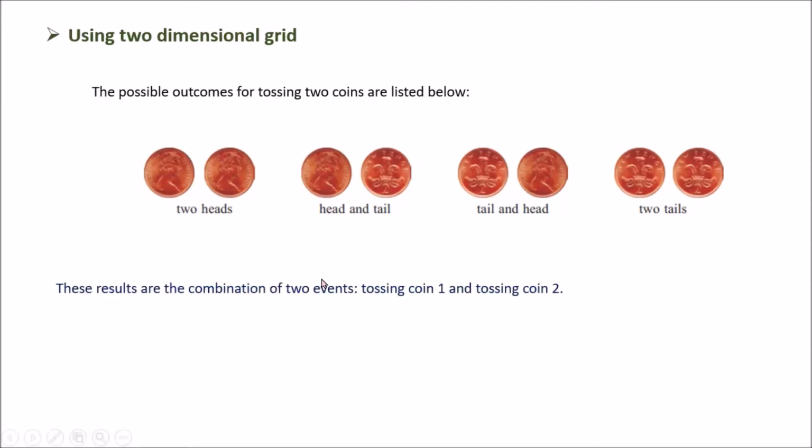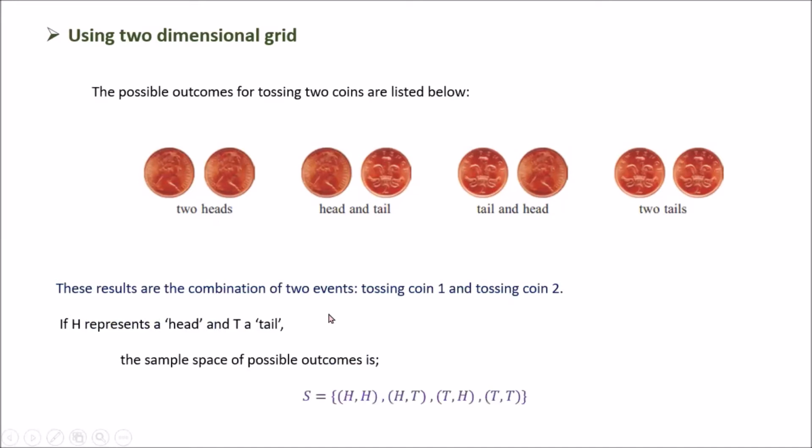Then we can write the sample space equals, inside the curly brackets: first outcome is getting head in both coins. Second outcome is getting head in the first one, tail in the second one. Next, from the first coin we get tail, second coin we get head. Last one, from both coins we get tails. Now we are going to represent this using a grid.